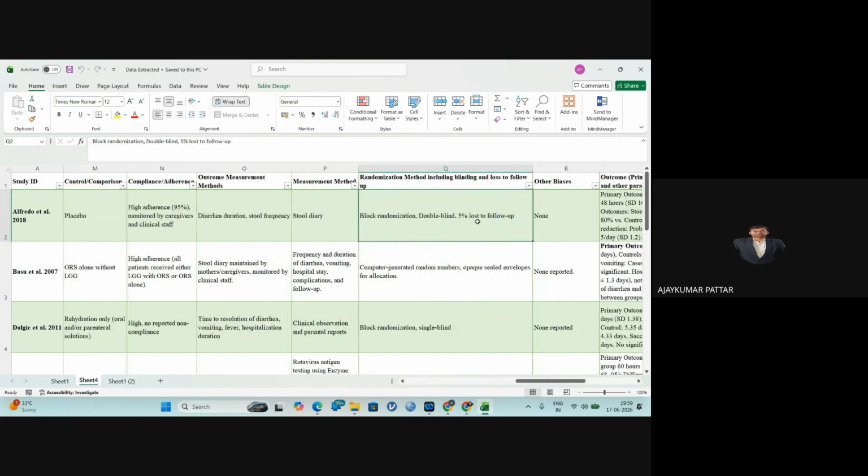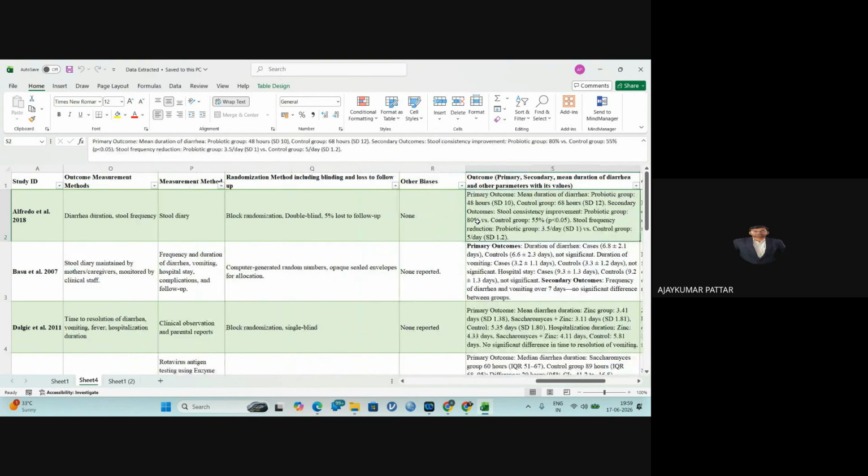Then measurement methods: how they have measured here. As it deals with diarrhea, they have maintained a stool diary. But for hypertension, the measurement method is monitoring of blood pressure. So we will check those things in the paper and enter the appropriate data here. Then randomization method, and how the blinding was done, whether blinding was done or not.